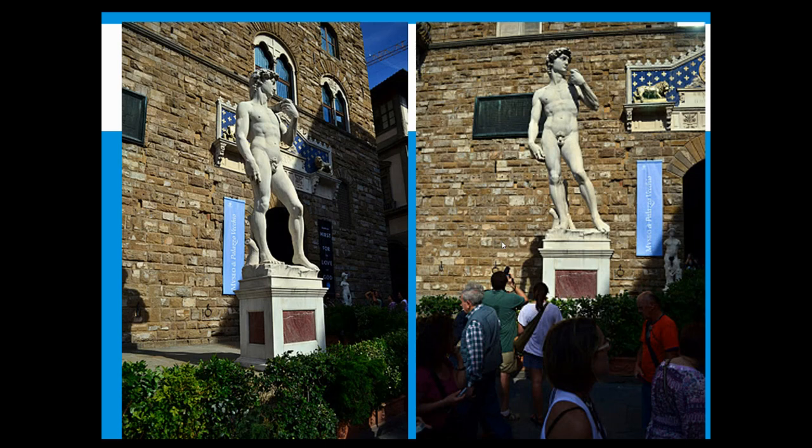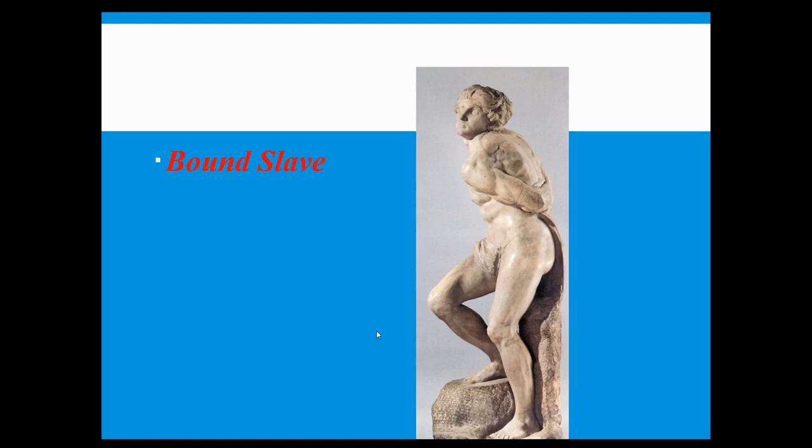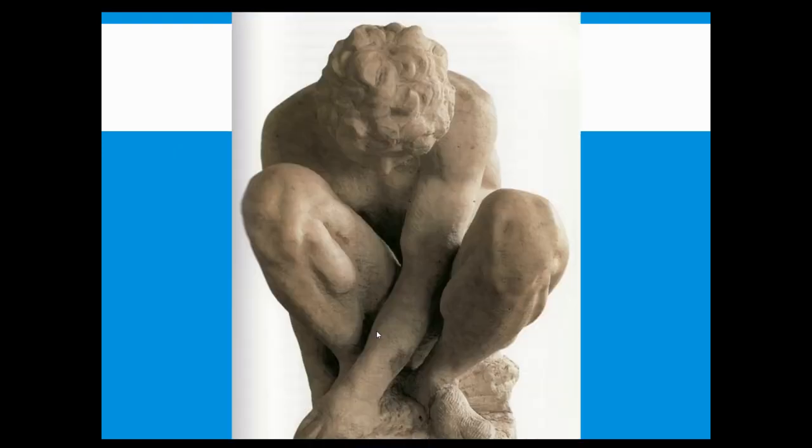And then they noticed that it was starting to get damaged from the weather outside. So they took it inside to where it is now. And then they made a copy to put outside to kind of show viewers what it looked like originally. Here's some of his other works. This is Bound Slave. And all of these are carved out of marble, which is super, super impressive.